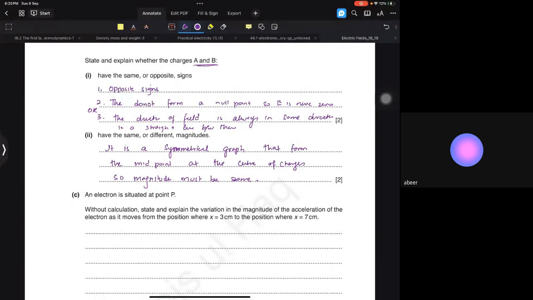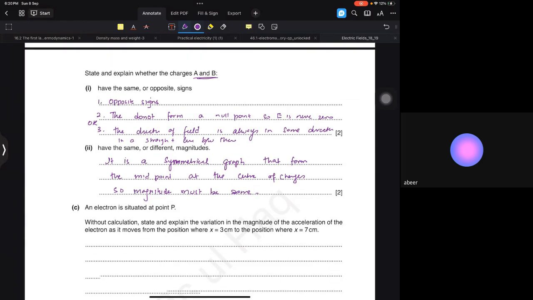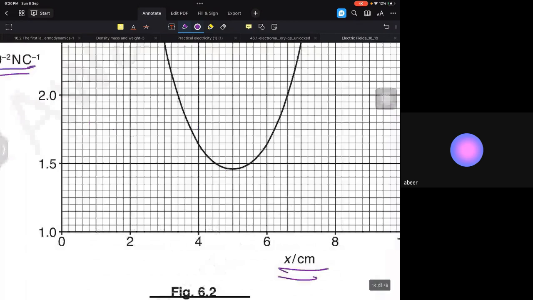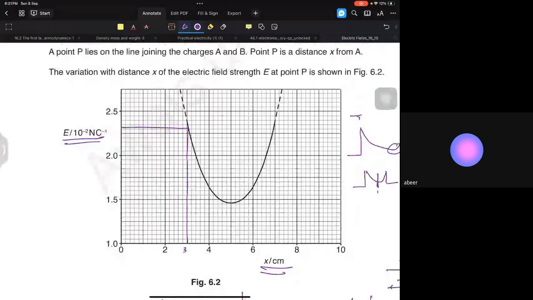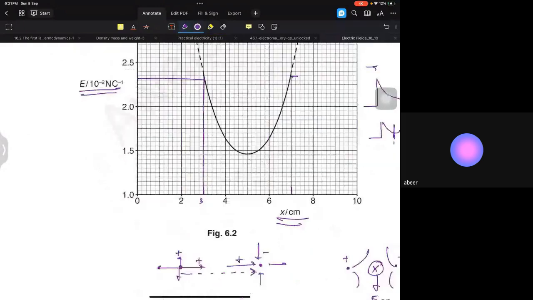Now it says electron is situated at point B. Without calculation, state whether the variation in magnitude of acceleration of electron as it moves from 3 to 7. So if it's moved from 3 to 7, obviously the 3 is this point. At this point, the electric field strength is quite high. And as it moves to 7, it reaches the same spot, right? Same, almost the same spot. No, I think it is the same spot. Probably. All right, maybe not.